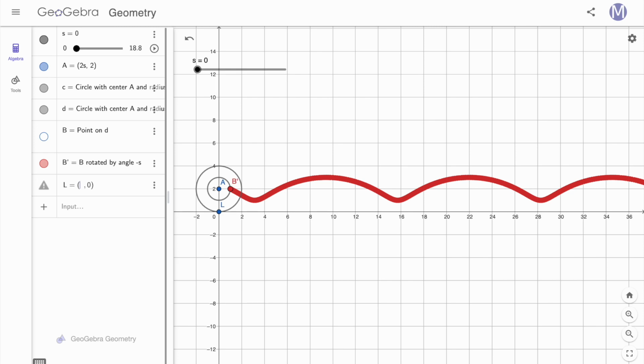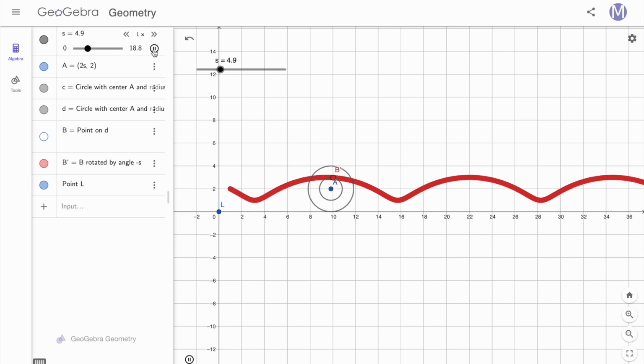If I think about what's happening on the wheel with the ladybug, one part of it is that the wheel is just moving horizontally. And it's moving horizontally at a rate of 2 times s. So I'm going to put 2s for point L, and then point L is going to scoot along with the wheel.